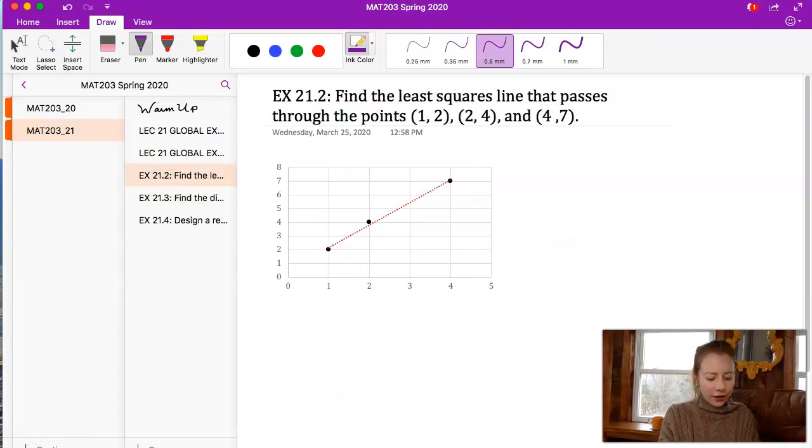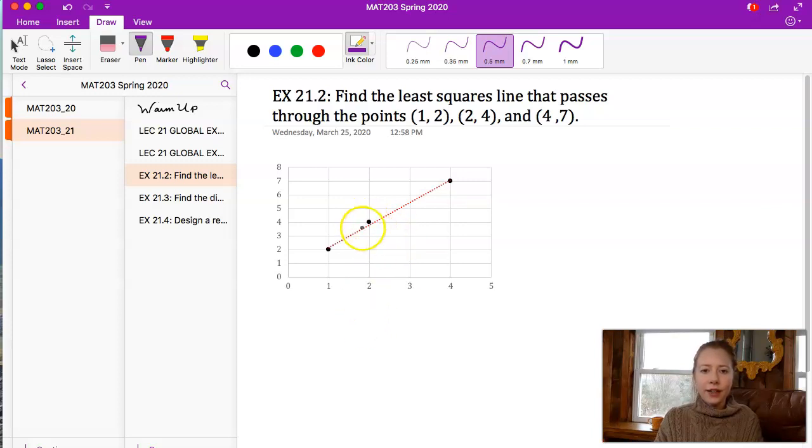Let's try another exercise. So for this one, we are going to apply our method for determining extrema to finding the least squares line that passes through the points (1, 2), (2, 4), and (4, 7). So what you're doing when you're performing least squares regression is you're trying to minimize the area. Okay, so let's look for 1 sec.